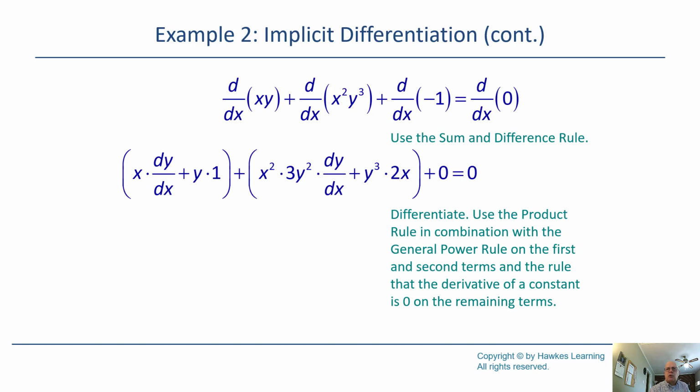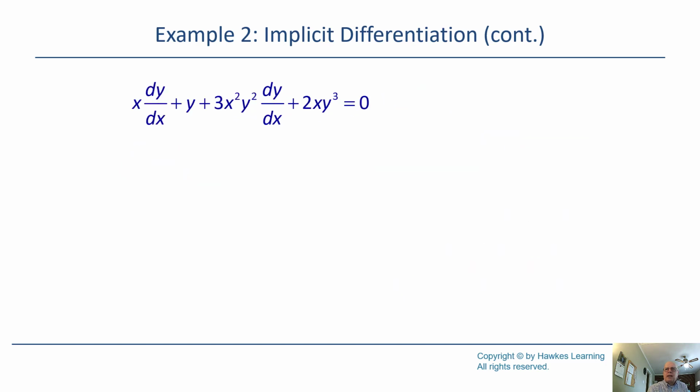Next, use the product rule. Here's the x and the derivative of the y. We've got the y and the derivative of the x. Remember, we reverse the roles. On the other one, x squared times the derivative of the y cubed term, and then reverse the roles. And this is the derivative, and this is the original. Multiply that out, and this is what we've got.